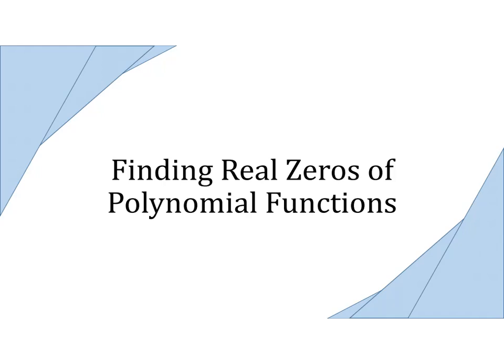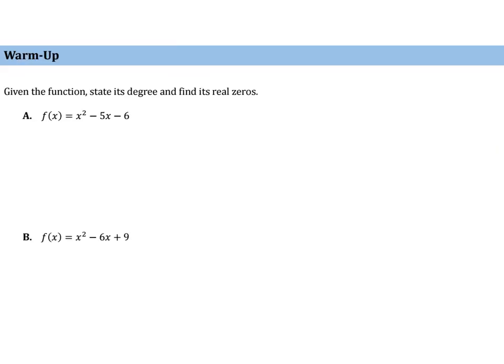So let's continue our conversation about real zeros of polynomial functions. Let's first start with a warm-up where we have a polynomial. We want to state its degree and find its zeros. So what is the degree of this polynomial in part A? The degree is the highest exponent. So we see 2. The key thing whenever you're finding that degree is that it must be in standard form.